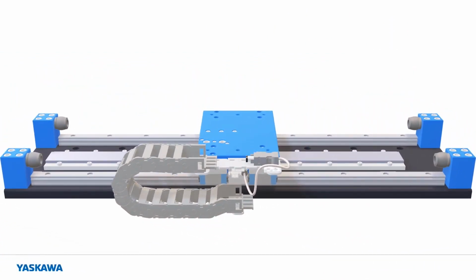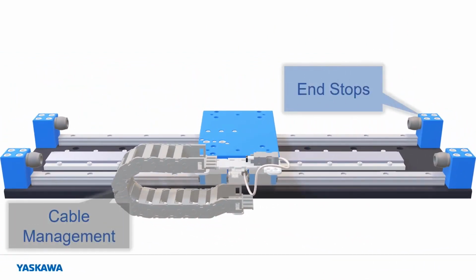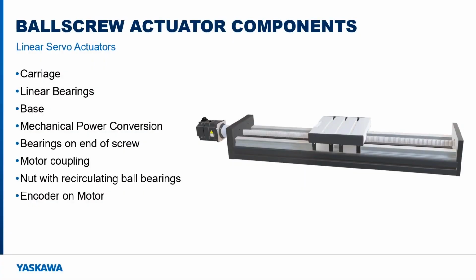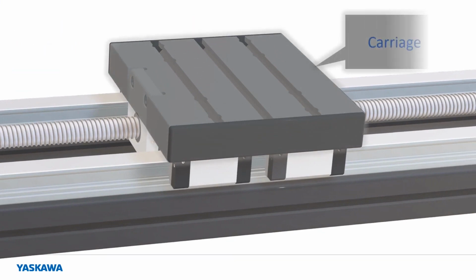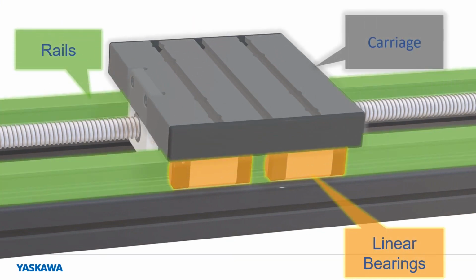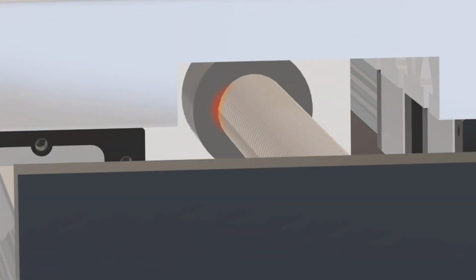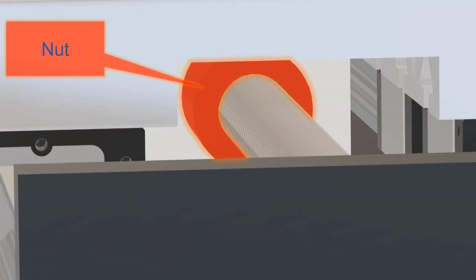Other parts of a typical linear motor stage are the cable management system and end stops. Now let's consider a few competing mechanical technologies, starting with a typical ball screw. These also have a carriage that moves on linear bearings and rails, but the force to move it is transmitted through a nut from a rotating screw. This nut is typically comprised of a system of enclosed recirculating ball bearings, which minimize friction.